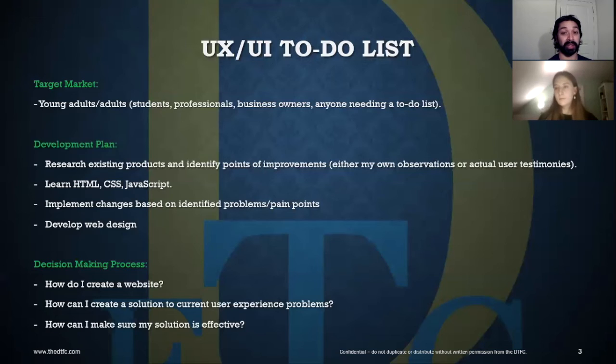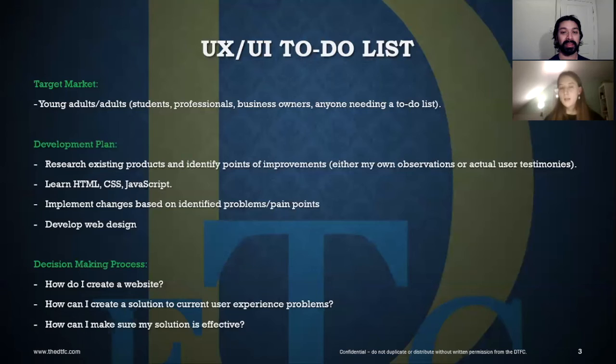So I think you're definitely on the right track of trying to put that together. Is there any differences that you can think of that are relating to the target market itself? Are there different ways that a to-do list would be required for a student versus a professional versus a business owner? Because then that might also have to fit into your requirements, right?